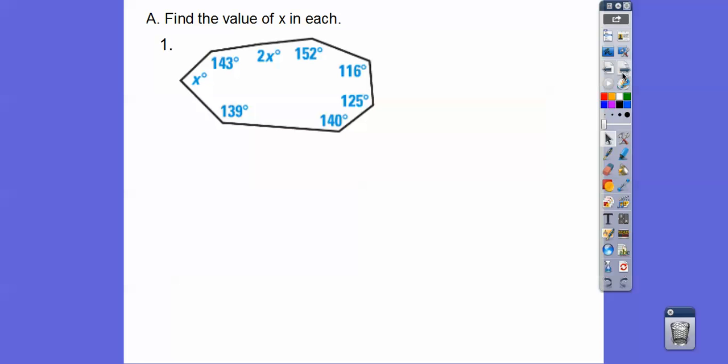Okay, so here we do n minus 2 times 180. So count the sides. It's the same as how many angles. I think it's easier just to count those angles.